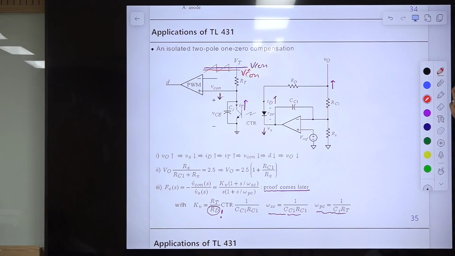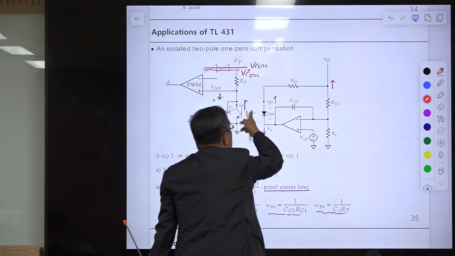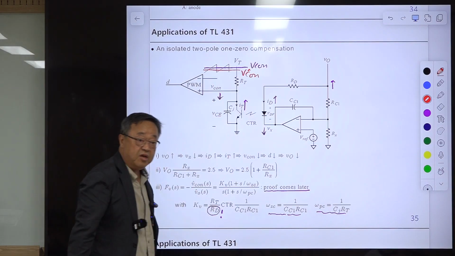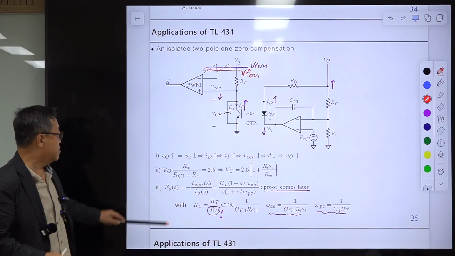So this should work. Okay. If you swap this sign somewhere or the direction of the current, then you have positive feedback. It doesn't work. Okay. So this works.